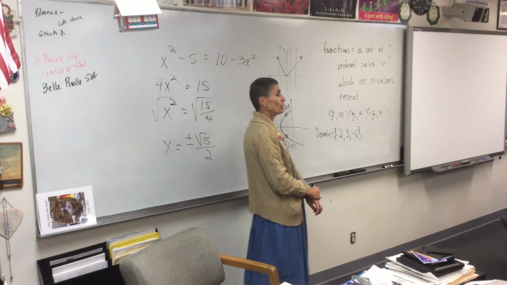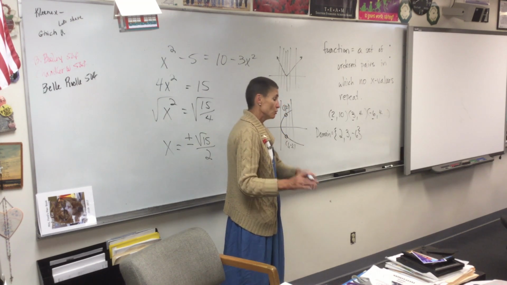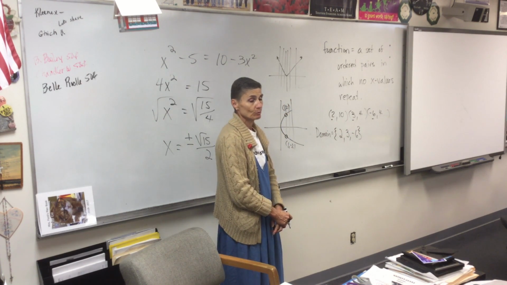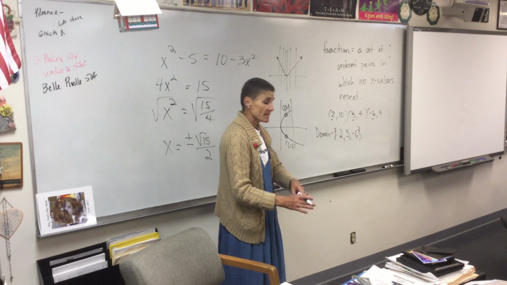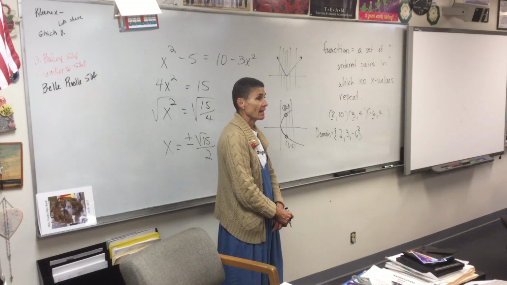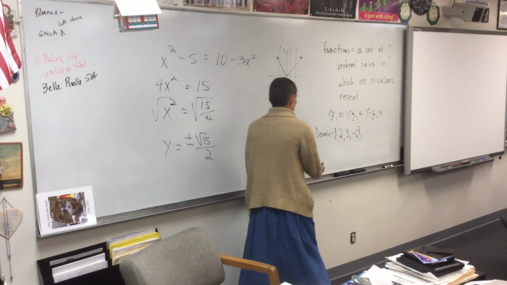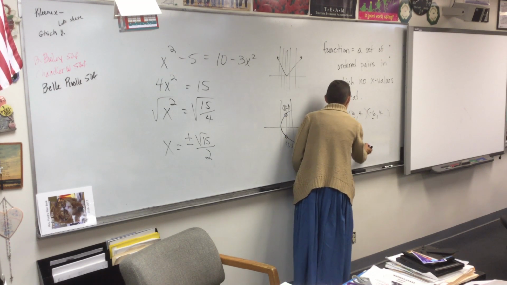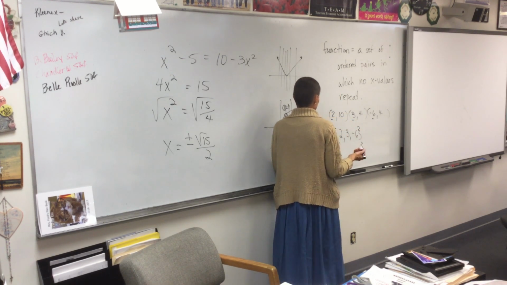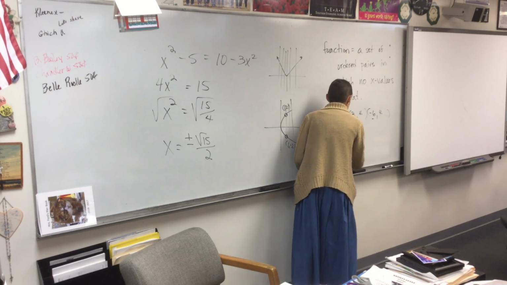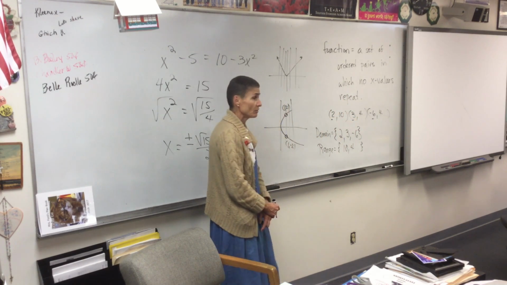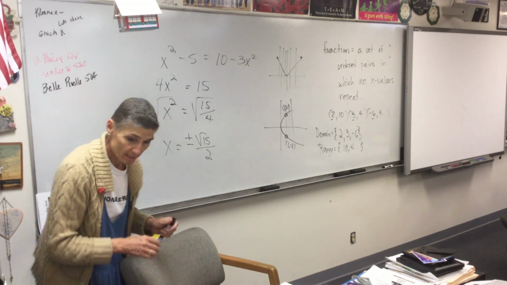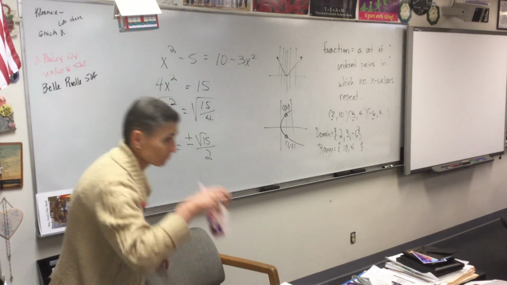Functions are input-output machines. You put in an x value, you get out a y value. The inputs are the domain, the x's. The range, guess what that is? If the domain is the x's, the range is the y's. And if we have a repeater, we don't list it twice. In your set, you only have to list it once. Okay?